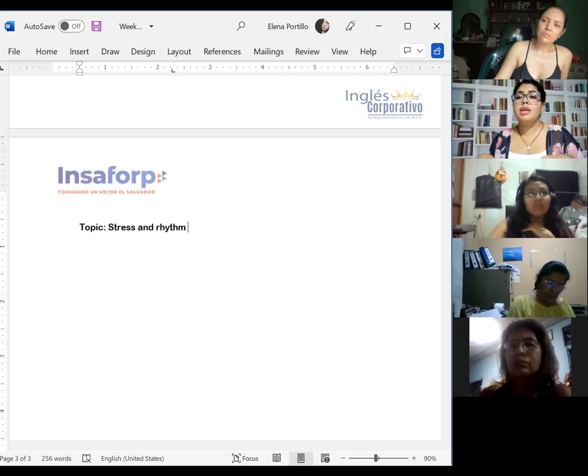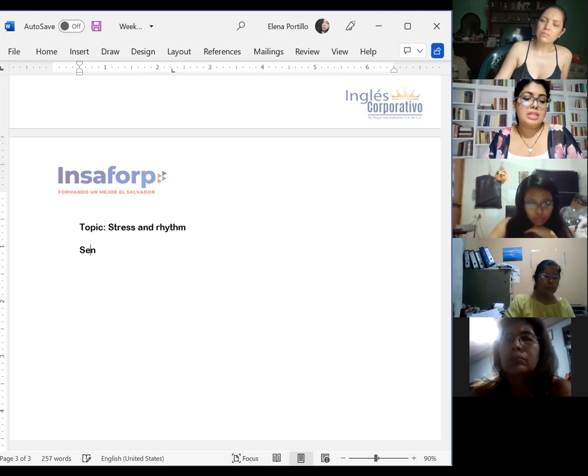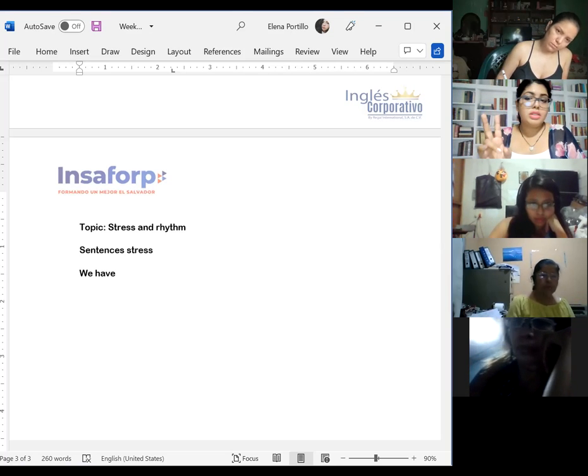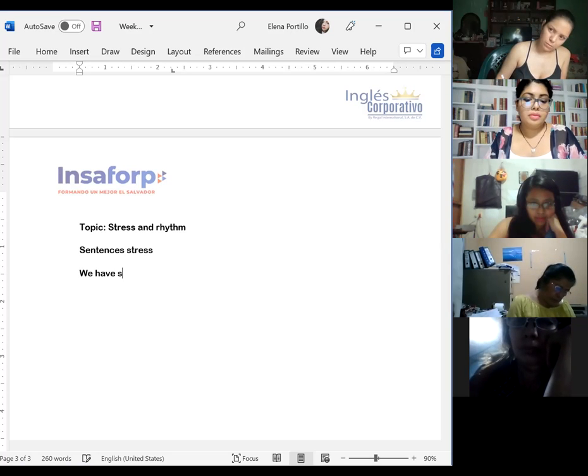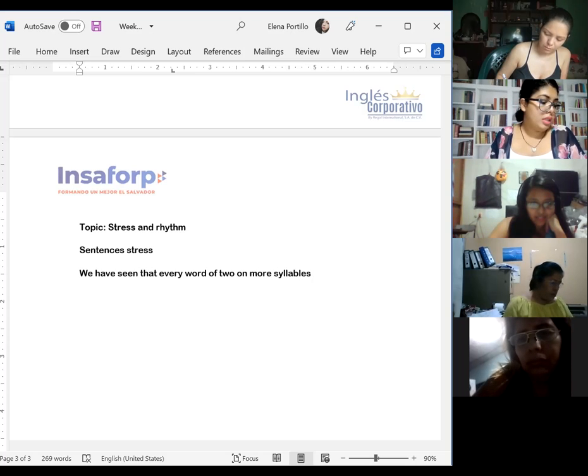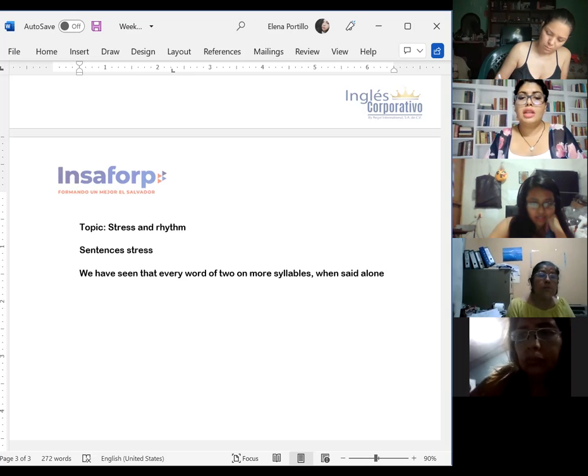Then we have the first part. We have sentence stress. This is the first part, and it says, we have seen that every word of two or more syllables, when said alone, has a stress on one of its syllables.